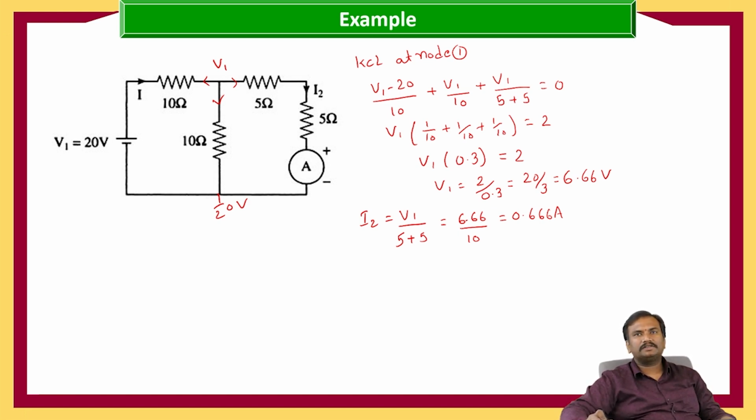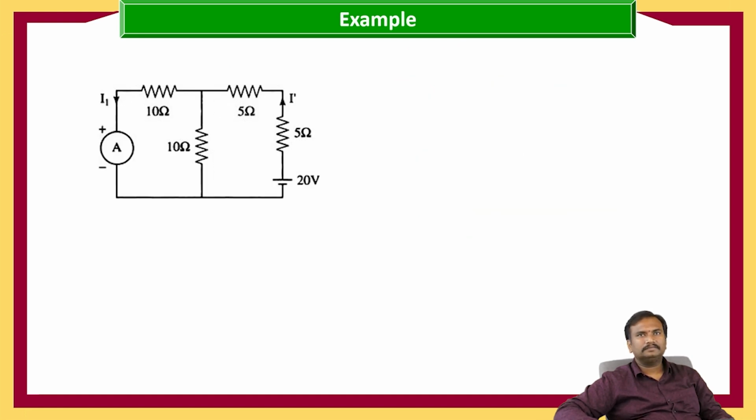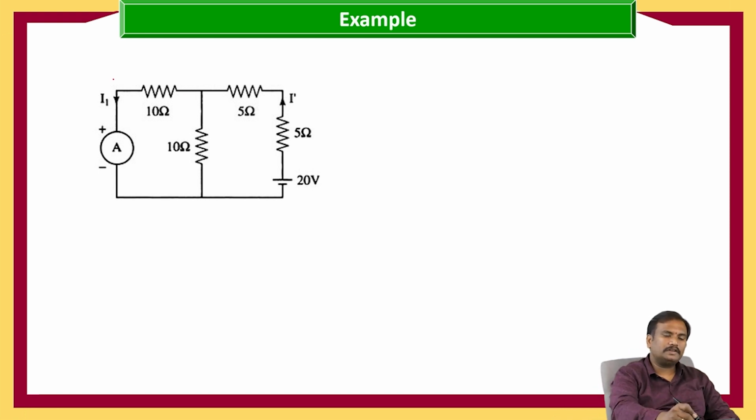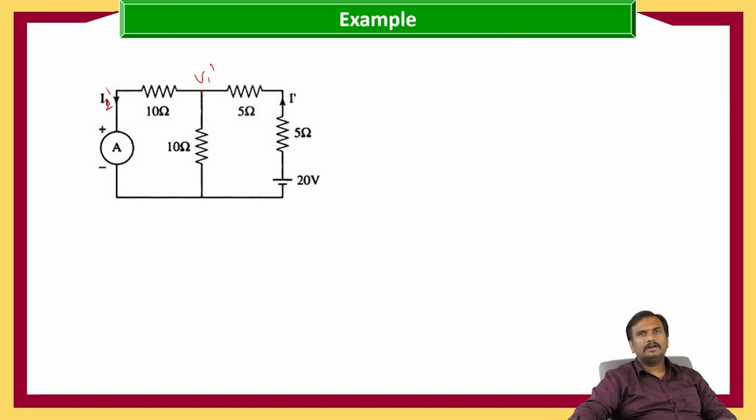At the normal positions, the response value we got is 0.66 amperes. Now when we interchange the positions, let us see what values we are going to get. Let us consider this value as I2 dash, and here the voltage source of 20 volts is connected. In the same way, let us consider the voltage as V1 dash, and the ground voltage as 0 volts.